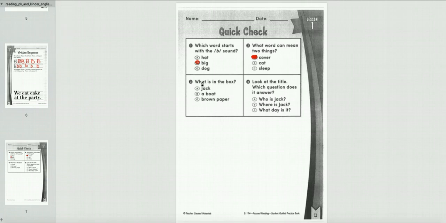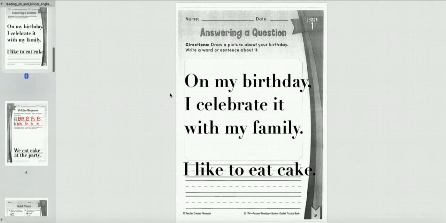Okay, let's look at number 3. What is in the box? Jack, a boat, brown paper. So this is talking about the story. So let's go back to the story to see what is in the box.